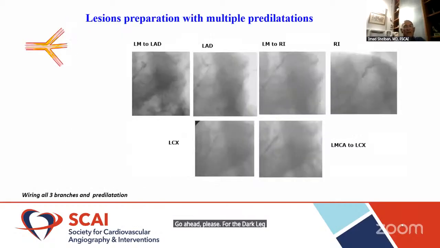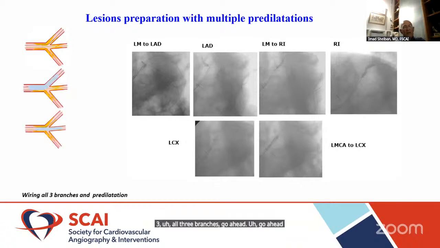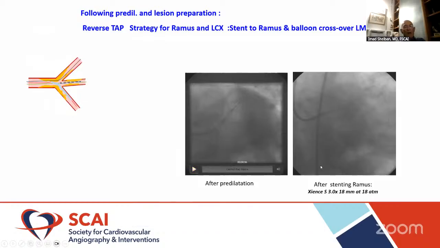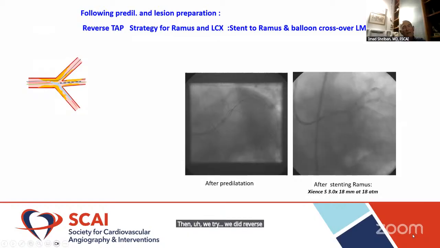So we started with wiring all three branches. Pre-dilatation from left main to all 3 branches. This was completed. Then we did reverse TAP for the ramus.